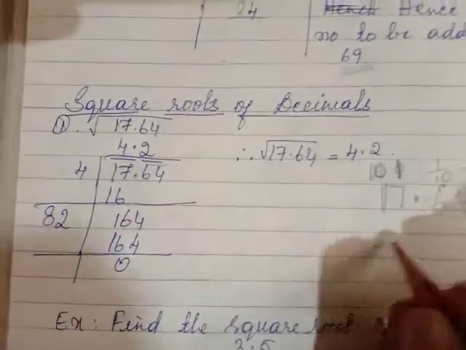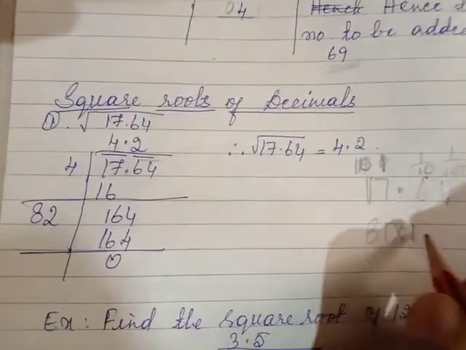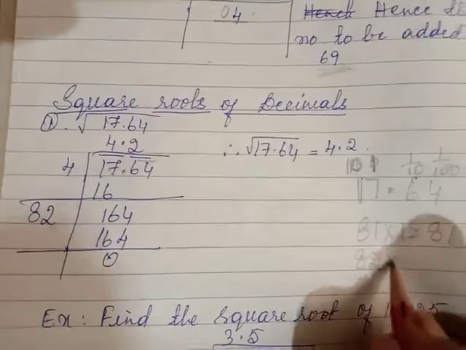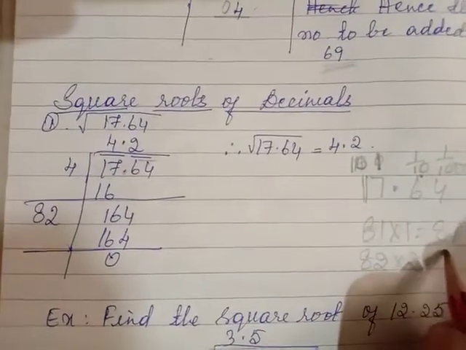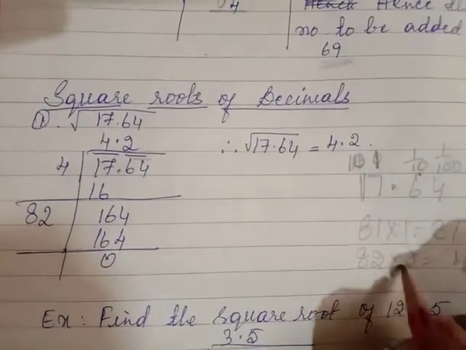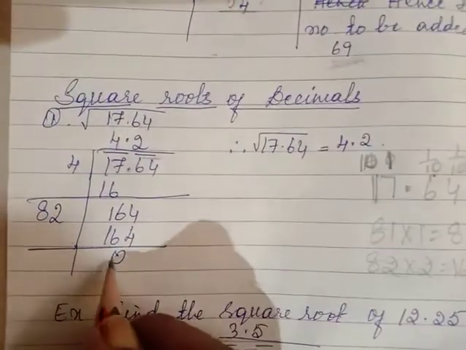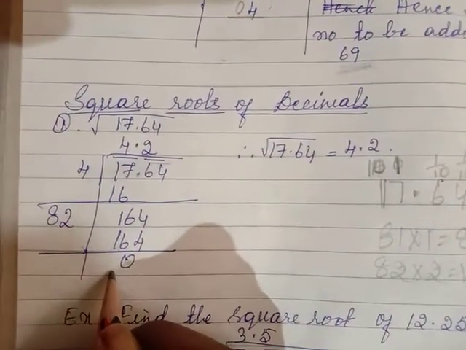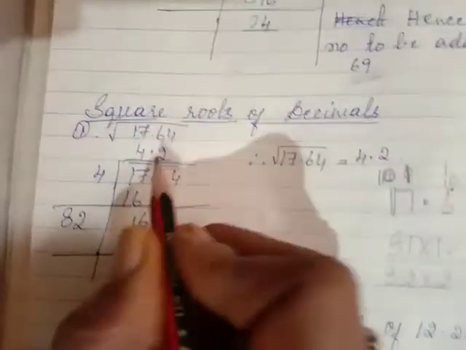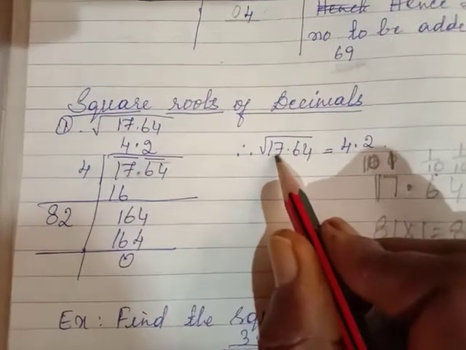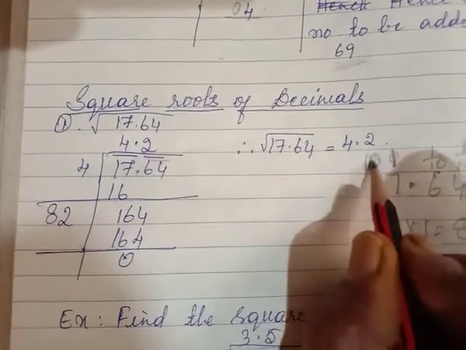81 ones are 81. Okay, 82 twos are how much? 2 twos are 4, 2 8s are 16. So 164, isn't it? So you got your 0. What is the quotient you got? 4.2. That is nothing but the square root of 17.64 is equal to 4.2.